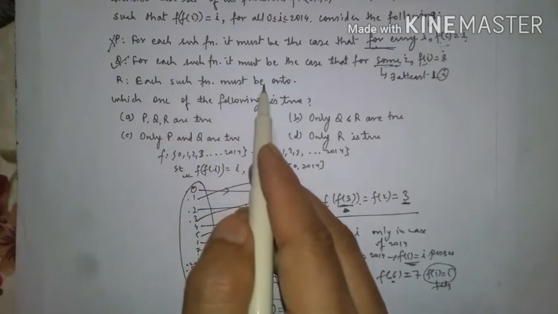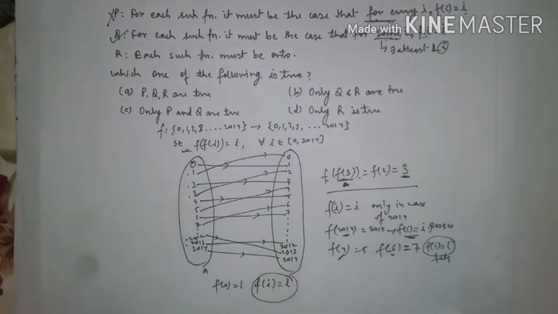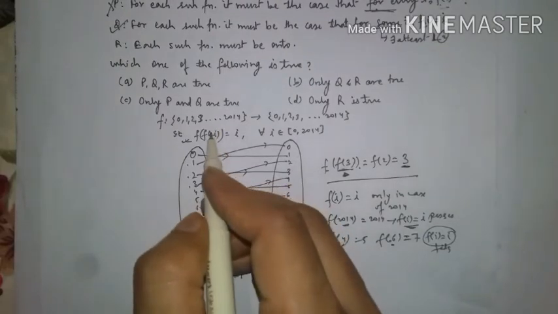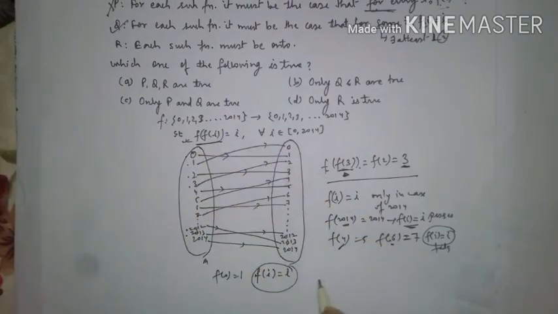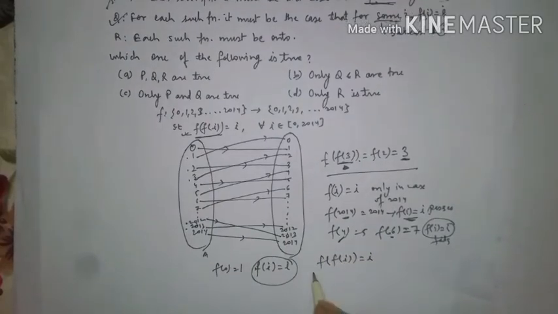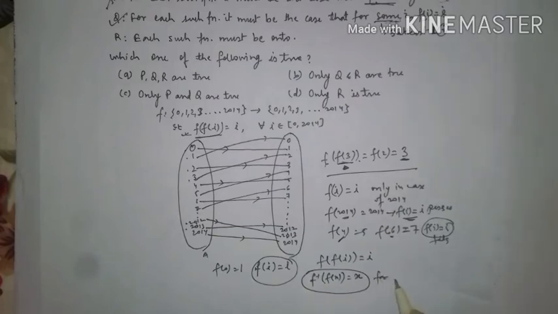Each such function must be onto. See, it is given in the condition of the question that f of f of I is equal to I. This is the same condition as the inverse function. For any inverse function, f inverse of f of x is equal to x. This is the property of an inverse function.